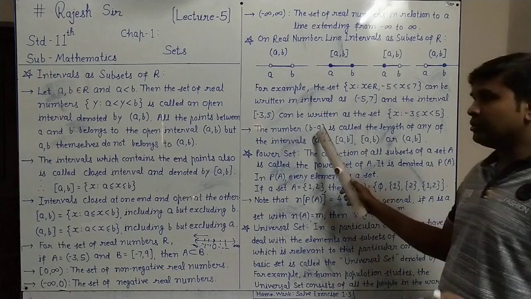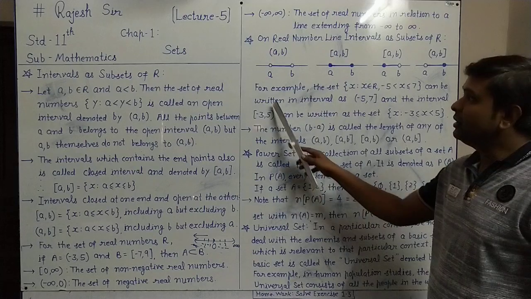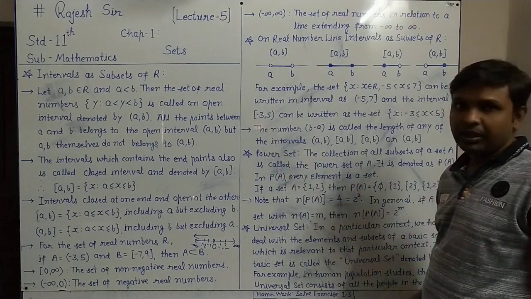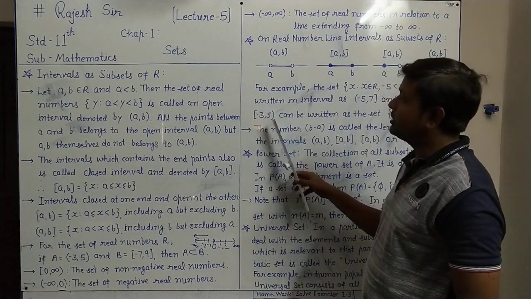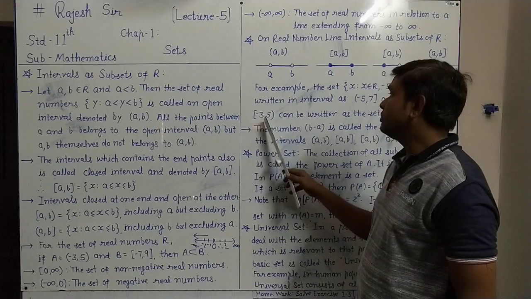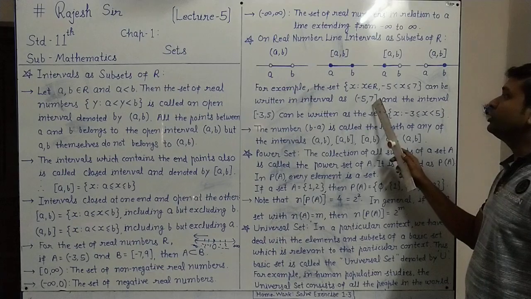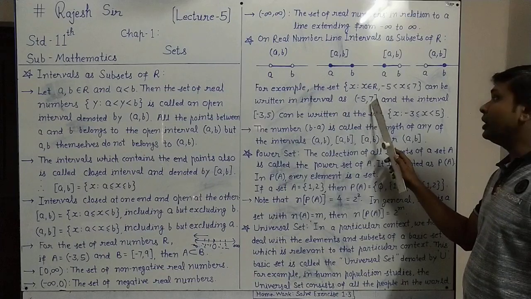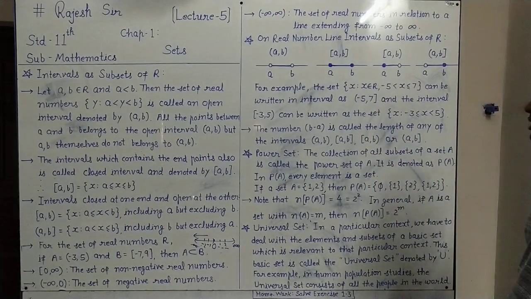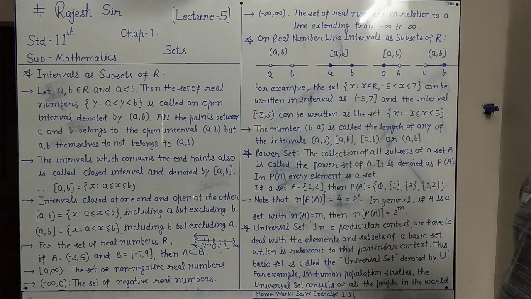For example, recall b minus a, the length of any interval. For the interval minus 3, 5, a is minus 3 and b is 5. So 5 minus minus 3 will be 8. So 8 will be the length of this interval. Similarly, for minus 5, 7, what is the length of this interval? 7 minus minus 5, which is 7 plus 5, is 12. So 12 will be the length of this interval. With the above examples we can understand how we find the length of any interval.